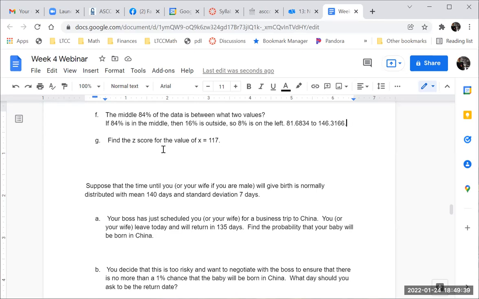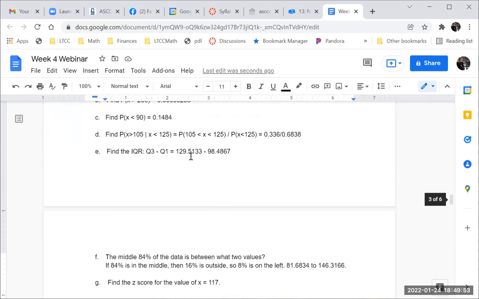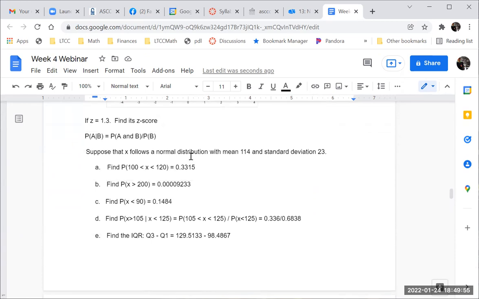All right. So now find the z-score for the value that x is 117. So the idea here is we're given the mean and standard deviation, so it's easy. Again, the mean is 114, the standard deviation is 23. And you could use a z-score calculator if you want.